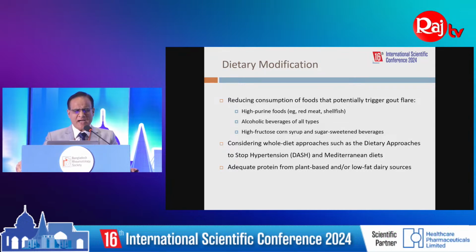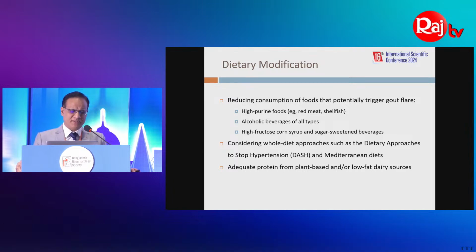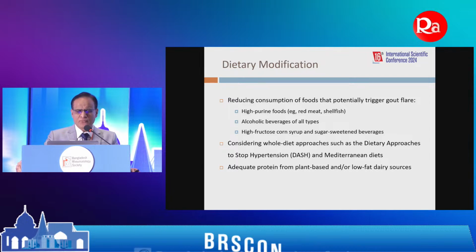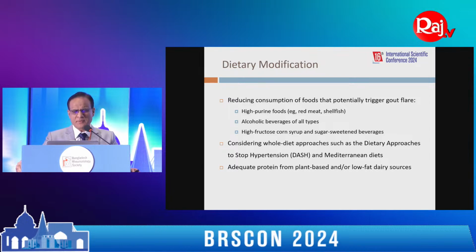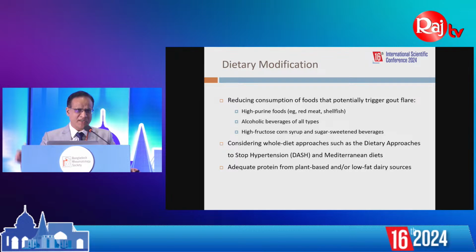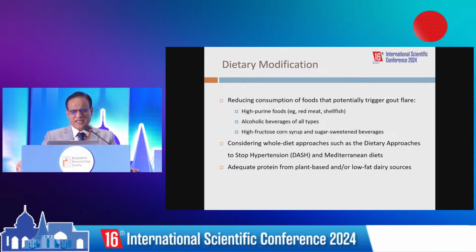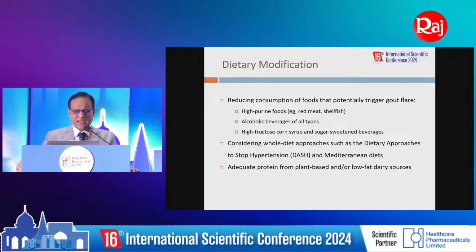Here I would like to show high purine diet, red meat, shellfish, alcoholic beverages, high fructose containing syrup, sugar, sweetened beverages, which we are taking in this hotel also. Consider the DASH dietary plan, Mediterranean diet, and adequate protein from plant-based sources and low-fat dairy products.